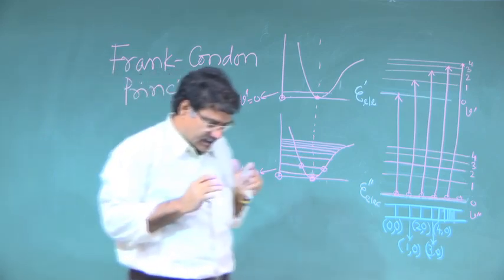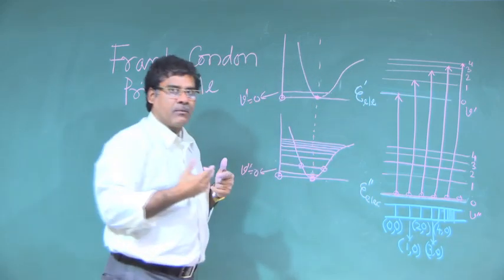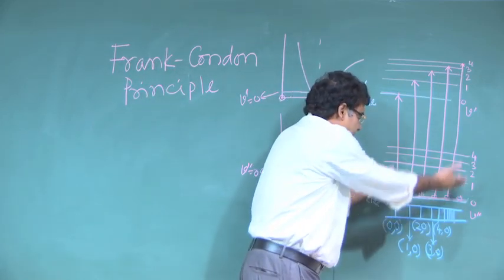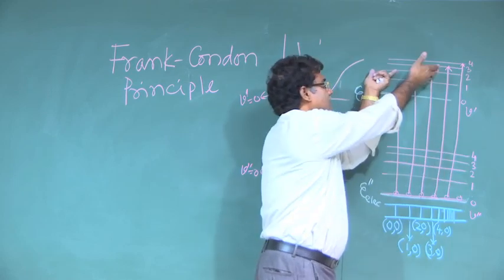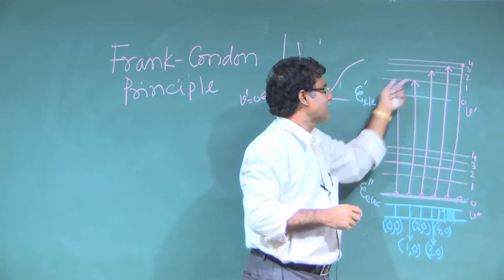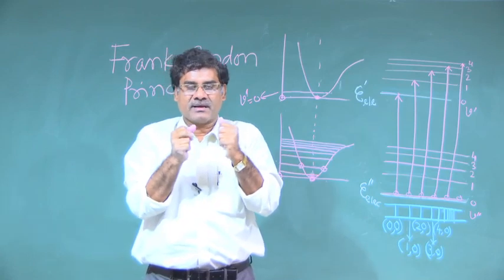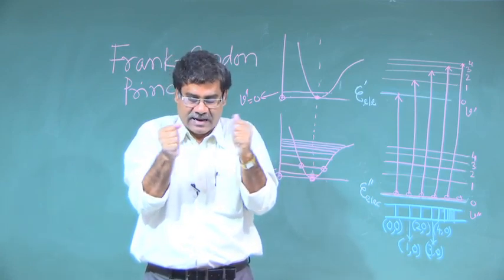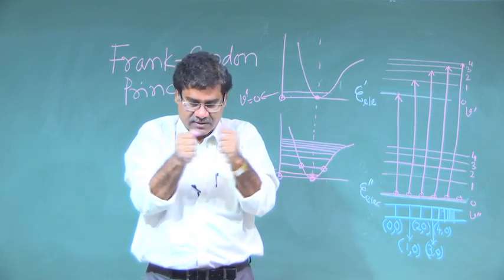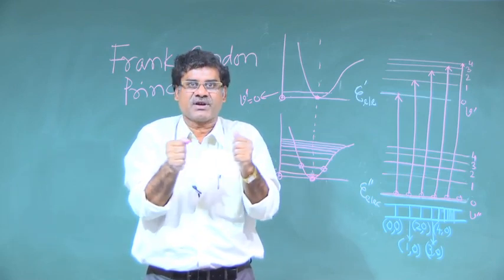Franck-Condon principle, what is it telling? It is telling about the initial state. From the initial state it is going to the excited state. During the transition, the electron transition, the vibration is changing all the time, right? That's why it is vibration. The atomic distance between these two atoms is changing with time.